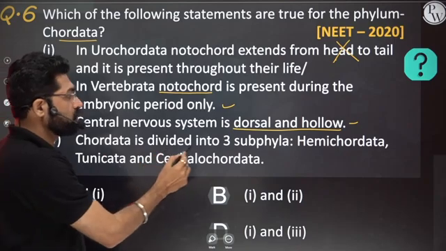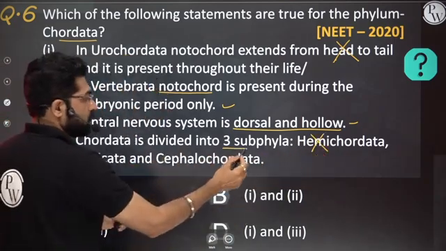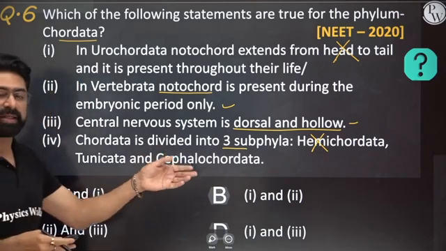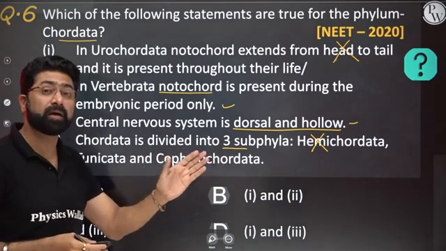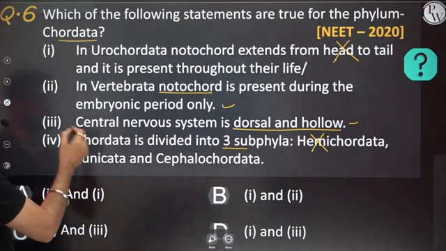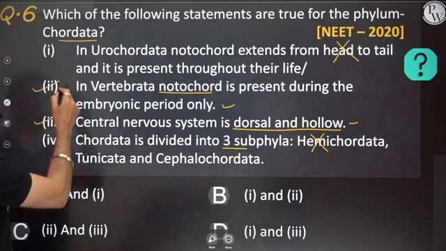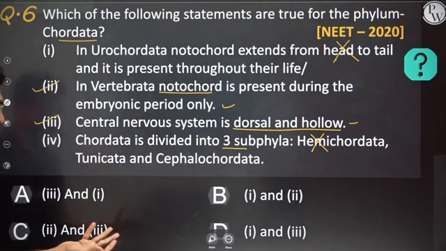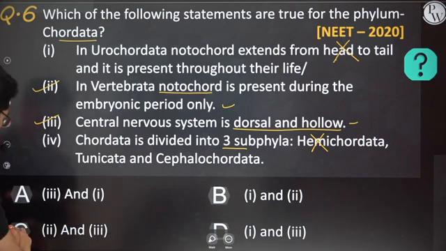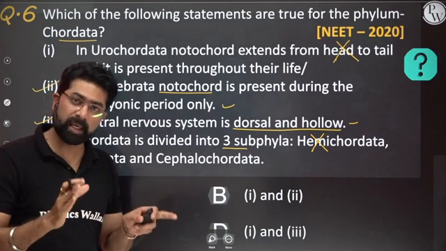Chordata is divided into 3 subphylum. Hemichordata. Hemichordata is not a chordate. This is wrong. They have subphylum as Urochordata, Cephalochordata and Vertebrata. So this is absolutely wrong here. So you have the correct answer as third and you have the correct answer as 2. So 2 and 3 are correct. So wherever you find 2 and 3 you can go for it. Okay, easy. You saw that questions are again very easy.